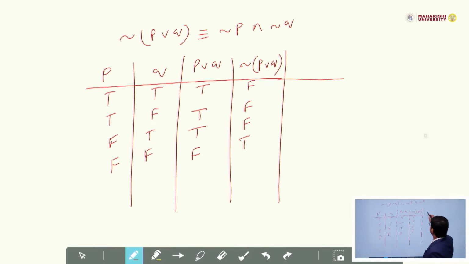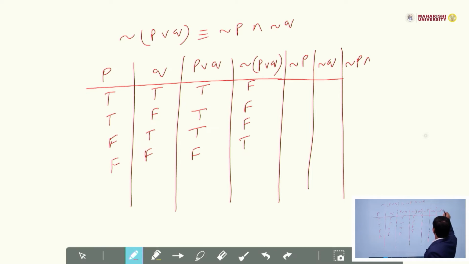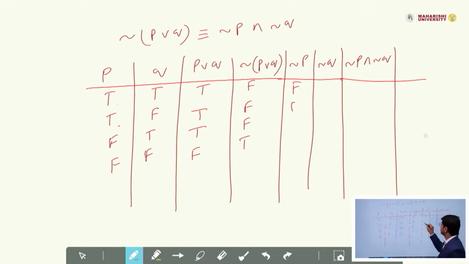And then now negation of P, and then negation of Q, and then negation of P and negation of Q. These are to be decided. So negation of P is what? False, false, true, true. Negation of Q is what? Negation of Q is false, true, false, and true.